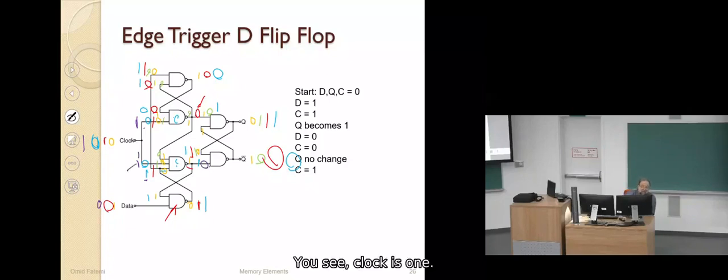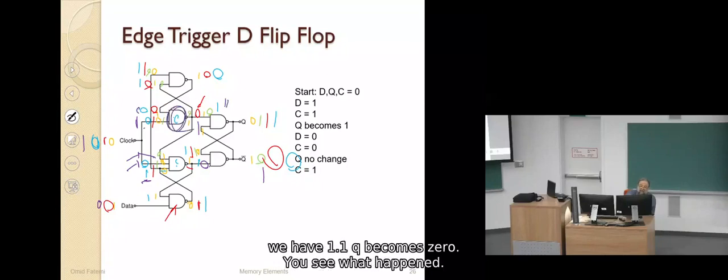You see, clock is 1. This one was 1. This one, and also this one was 1. So the output of this NAND becomes 0. When the output of this NAND becomes 0, the Q bar becomes 1. When the Q bar becomes 1, we have 1 here. We also have 1 here, and we have 0 here. So we have 1 at the output of this NAND gate. We have 1 and 1, Q becomes 0. You see what happened? What happened is this.